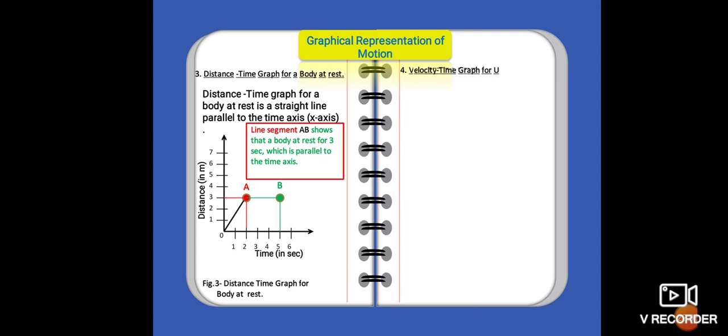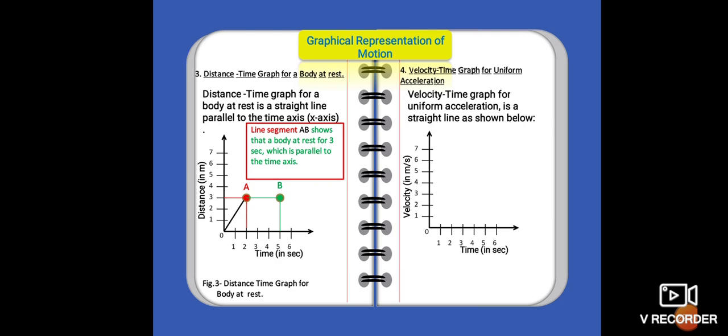Now come to the fourth graphical representation of motion, that is velocity time graph for uniform acceleration. अब हम यहाँ पर यूनिफॉर्म एक्सेलरेशन की बात करने वाले हैं. वेलोसिटी और टाइम का जो रिलेशन होता है वो हमें क्या देता है, एक्सेलरेशन देता है. यहाँ पर जब हम बात करेंगे वेलोसिटी टाइम ग्राफ फॉर यूनिफॉर्म एक्सेलरेशन, it also gives us a straight line. Now look at this picture. Look at point A. Velocity is 3 meter per second and time is 2 seconds.